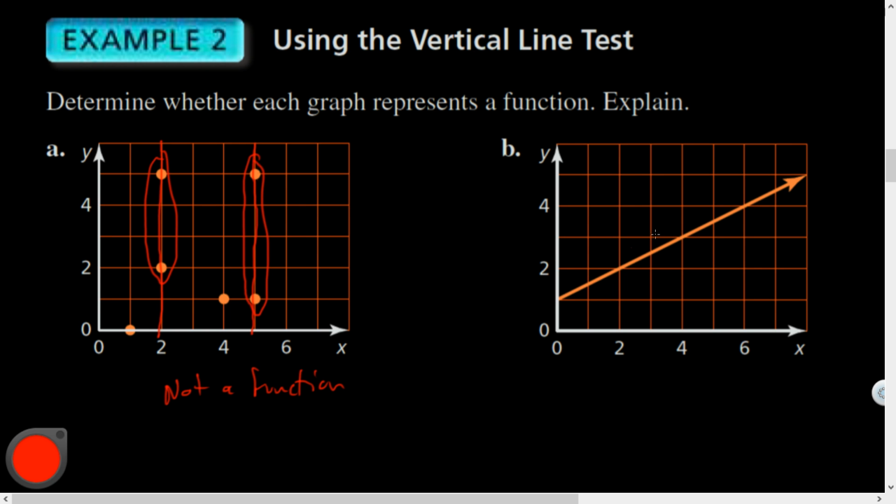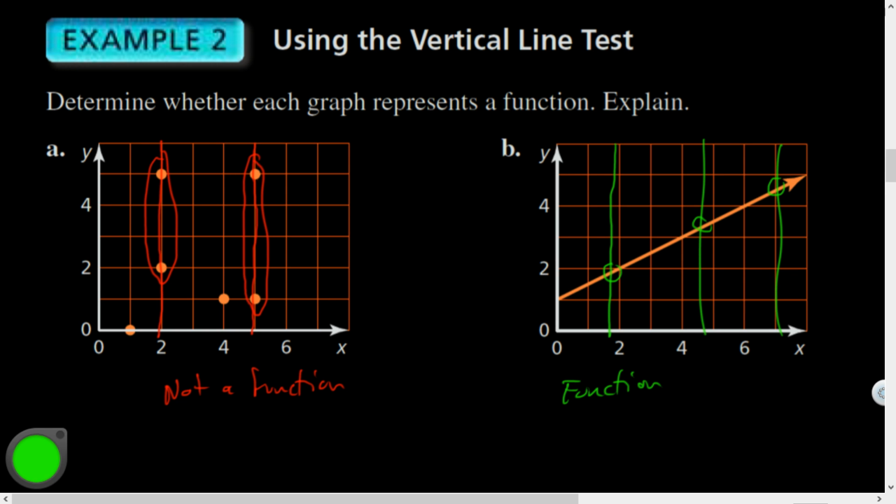How do you guys feel about this? Yeah, I can't imagine a vertical line that's going to hit more than 1 point. 1 point. 1 point. 1 point. So this is a function, right?